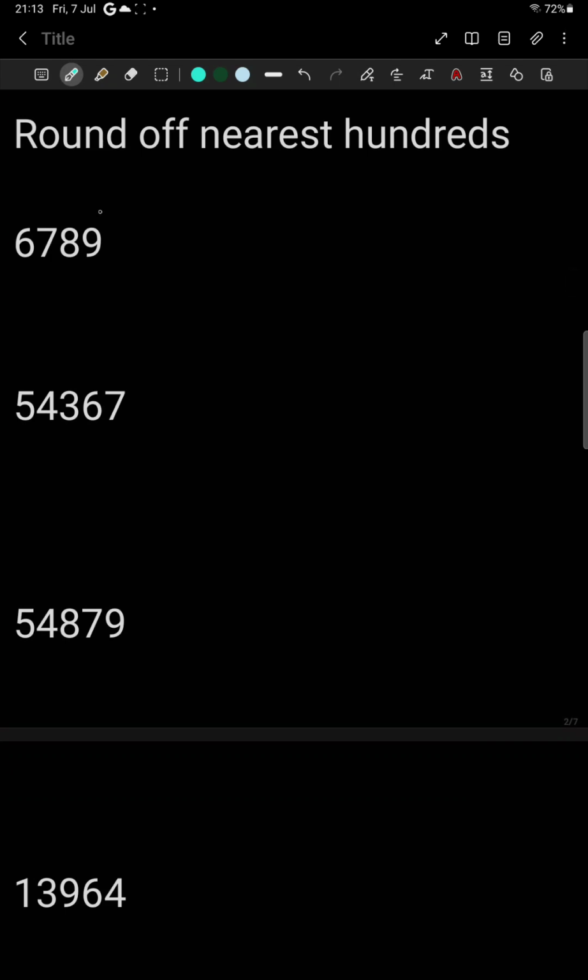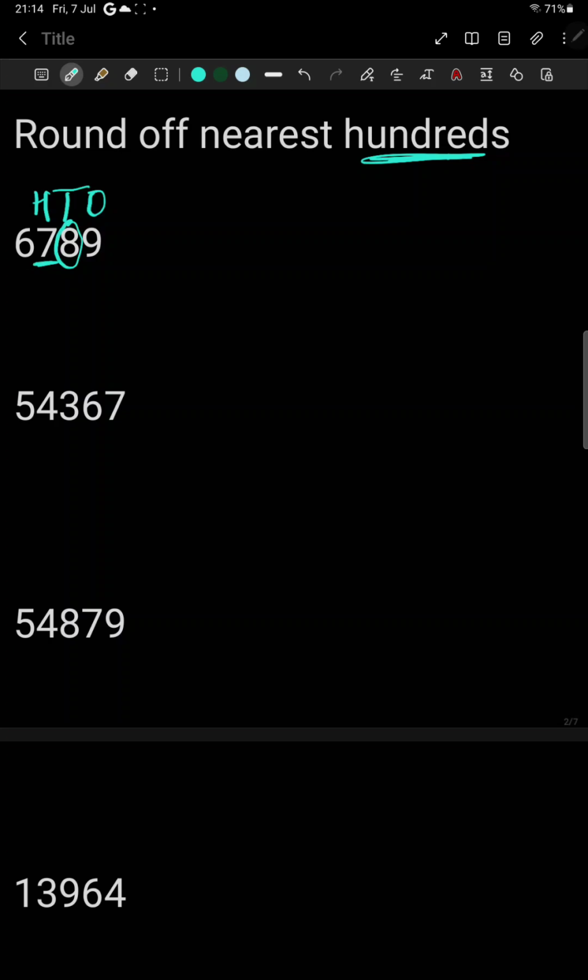Now we will write ones, tens and hundreds. You can see that we are going to round off to the nearest hundreds. So we will find the place at the hundred place. So ones, tens and hundred. 7 is the number at the hundred place. Again we will see the number at the right hand side. The very neighboring number on the right hand side is 8. So we will circle 8.